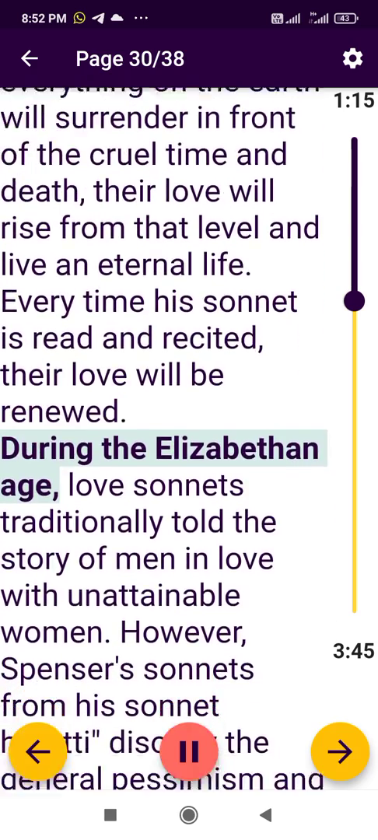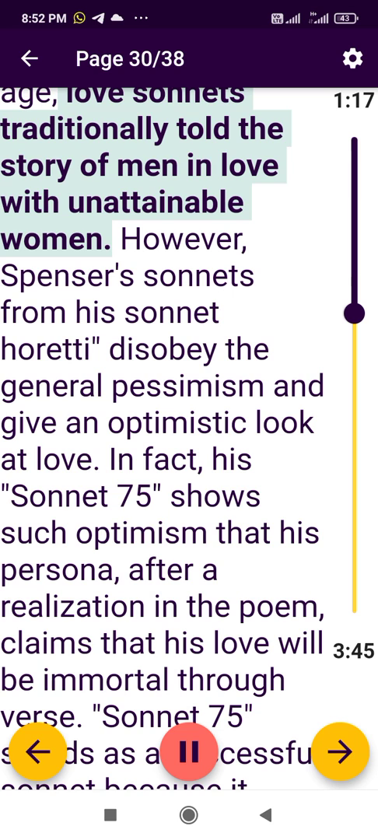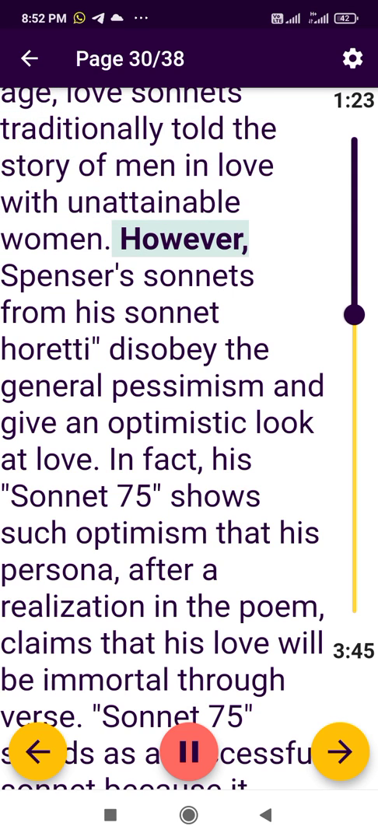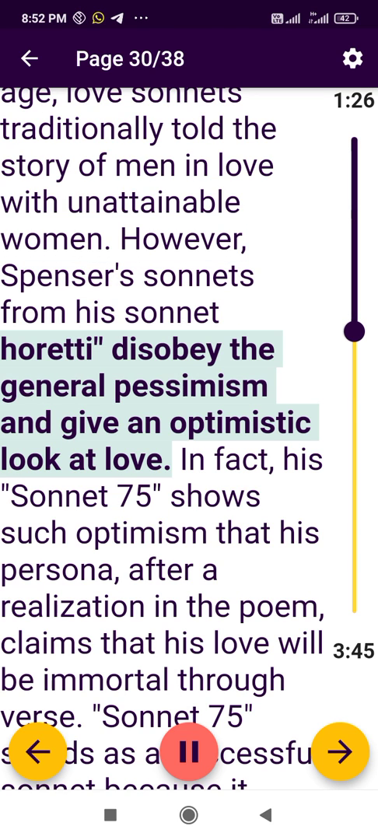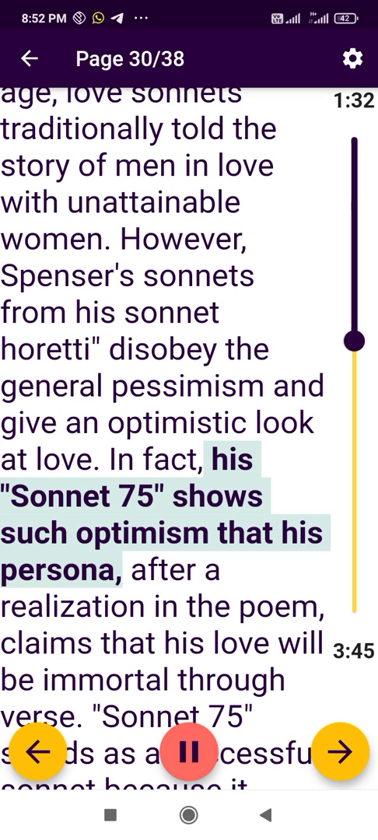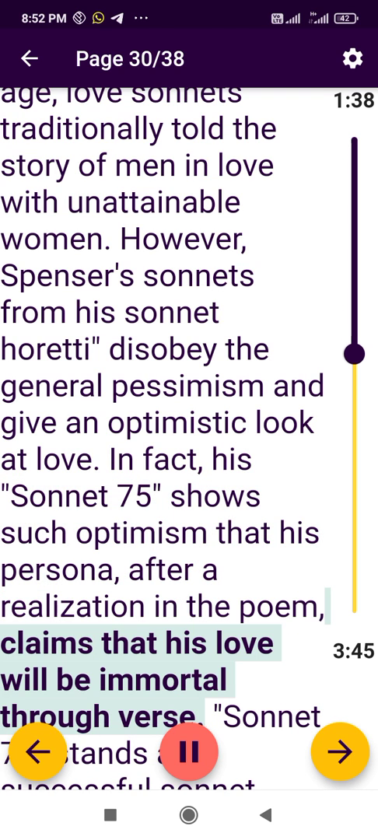During the Elizabethan age, love sonnets traditionally told the story of men in love with unattainable women. However, Spenser's sonnets from his Amoretti disobey the general pessimism and give an optimistic look at love. In fact, his Sonnet 75 shows such optimism that his persona, after realization in the poem, claims that his love will be immortal through verse.